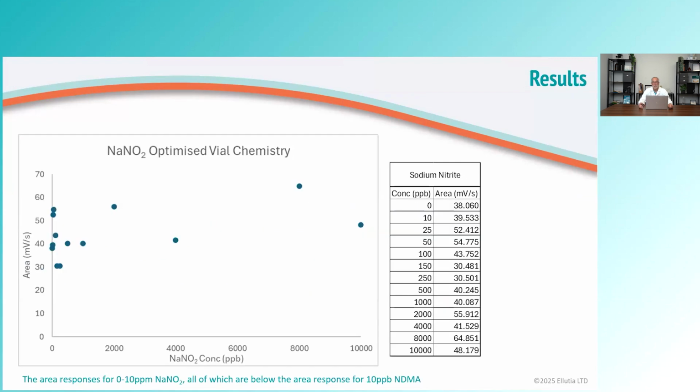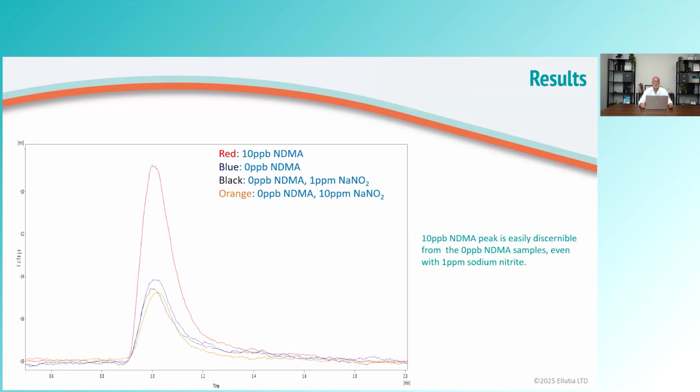This is the calibration curve of sodium nitrite up to 10 ppm. However, this is using the optimized vial chemistry. As can be seen in the raw areas, there is little difference between the area response for a blank containing no nitrite and a sample containing 10 ppm of sodium nitrite. This slide shows that we can easily differentiate between 10 ppb of NDMA from a blank sample and also from a nitrosamine blank sample containing 1 or 10 ppm of sodium nitrite.